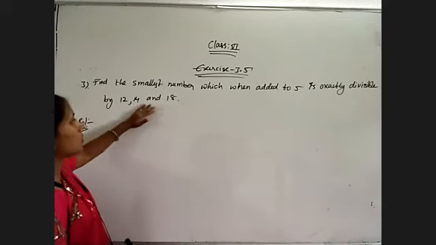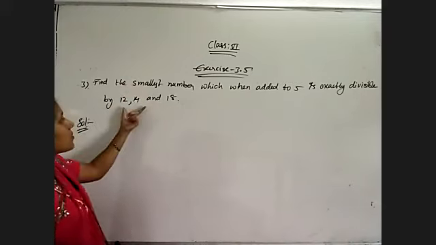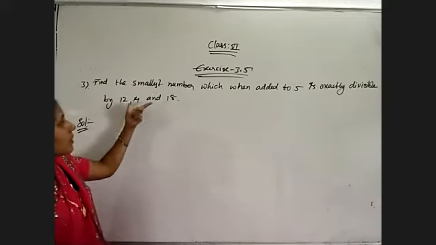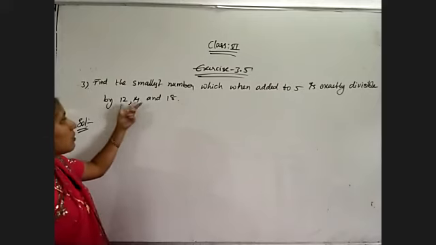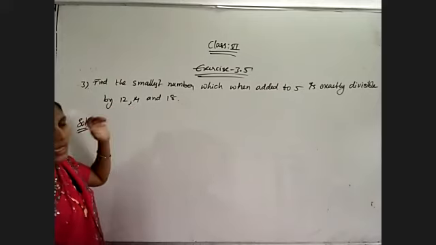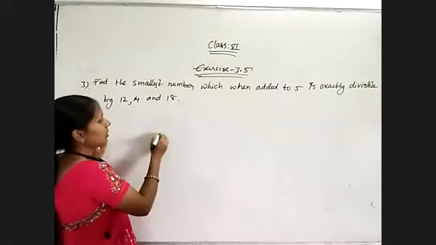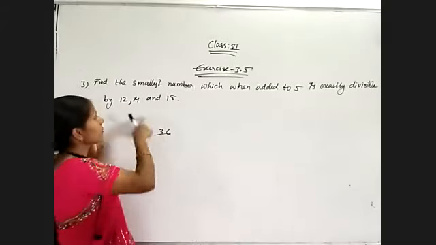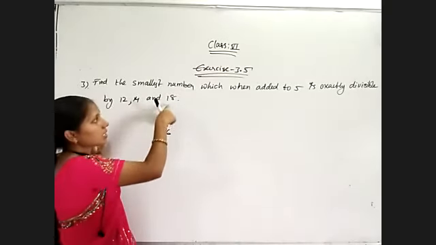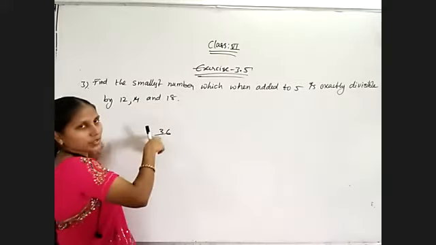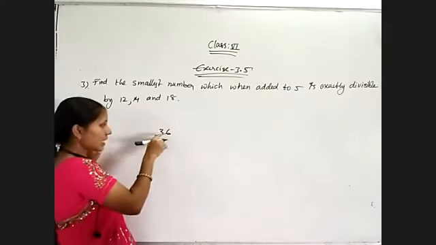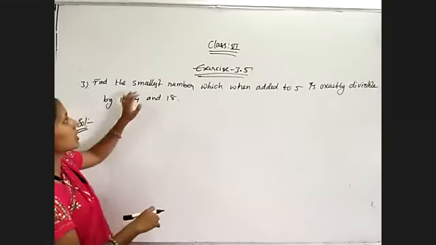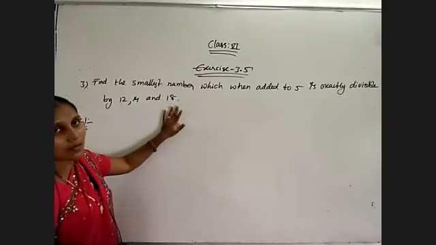They are divisible. So first of all, find the smallest number which is divisible by 12, 14 and 18. That means the LCM of these three numbers only will be divisible by 12, 14 and 18. Suppose I got 36. 36 is divisible by 12 and by 18, but it is not divisible by 14, so that is not my number. If it is divisible by 14 also, then that is the LCM of the given three numbers, the smallest number which is divisible by all three.